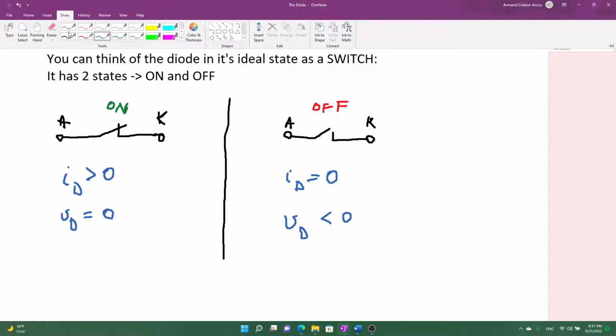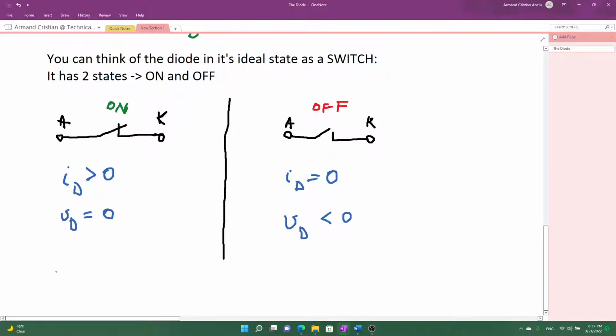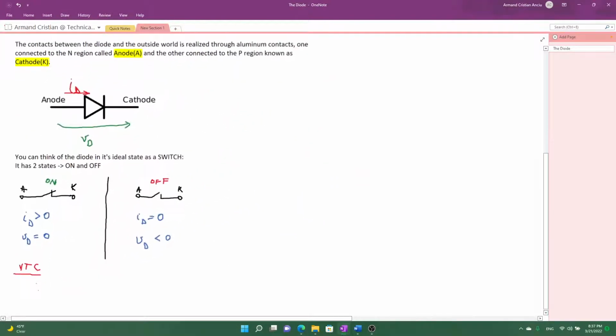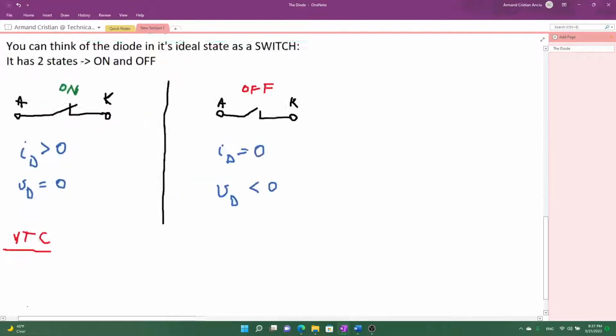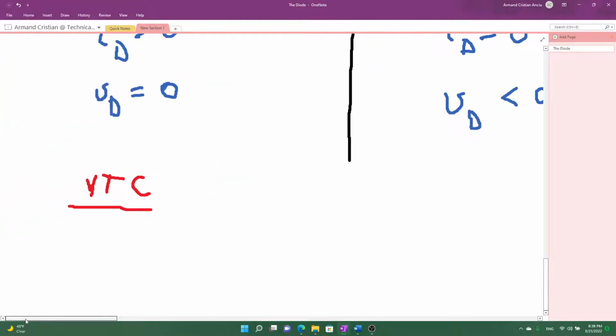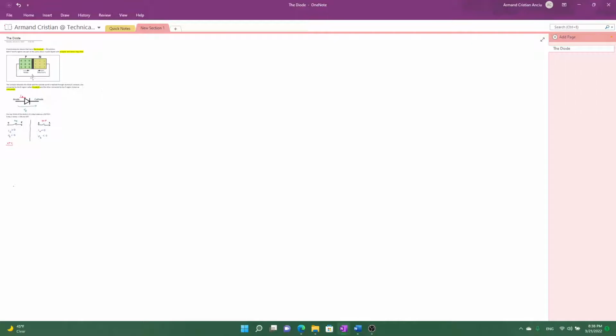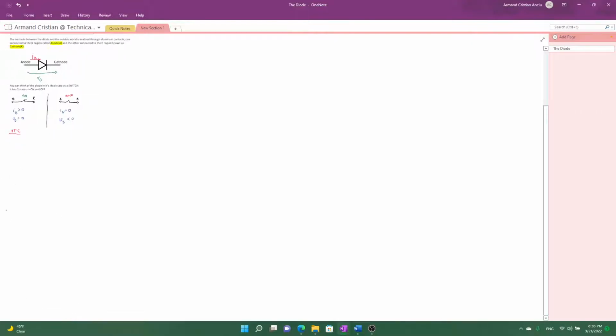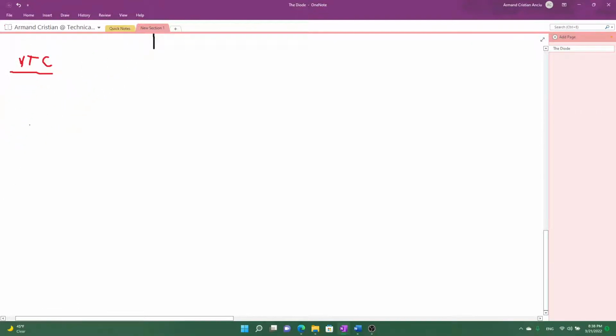So then our VTC, which stands for voltage transfer characteristic, of our ideal diode will look a little something like this. If I can make a little bit more room. Okay. So this is the y-axis.